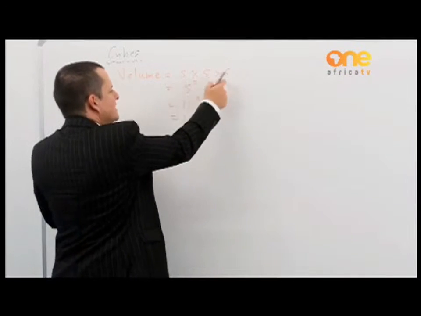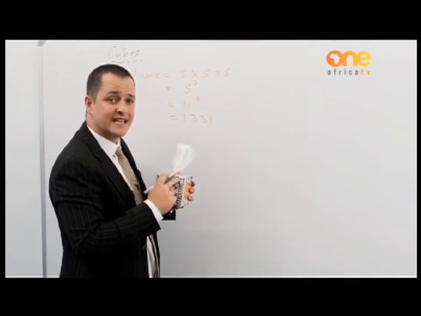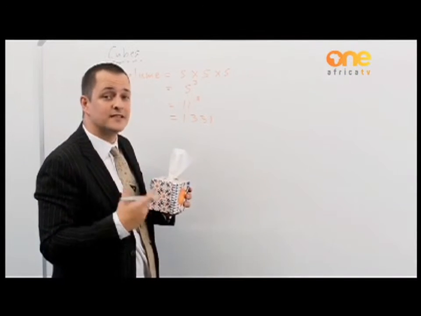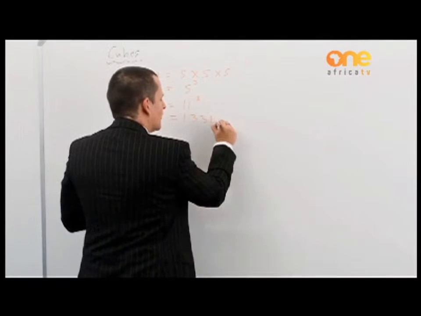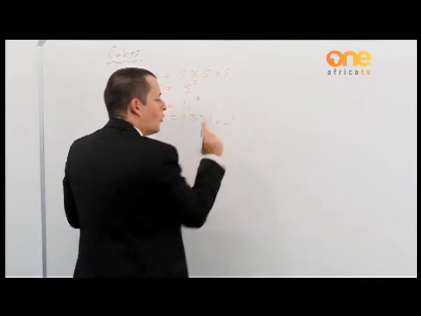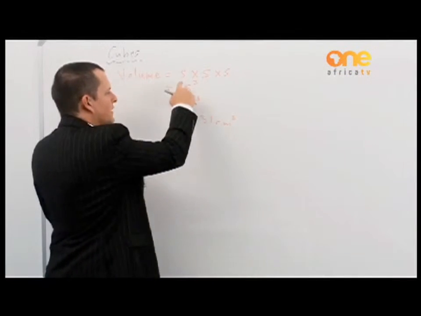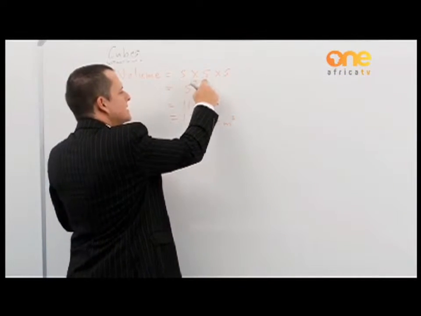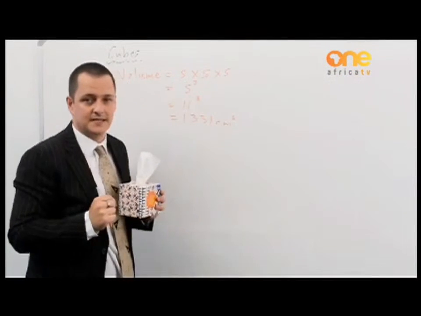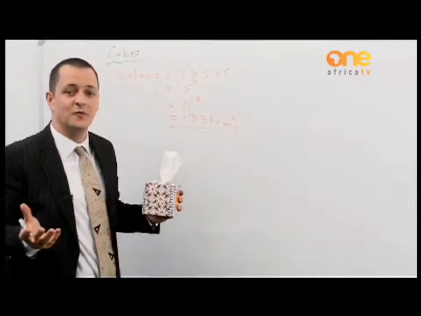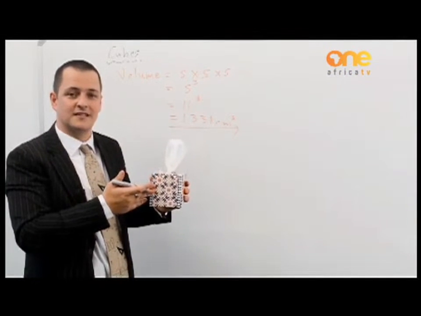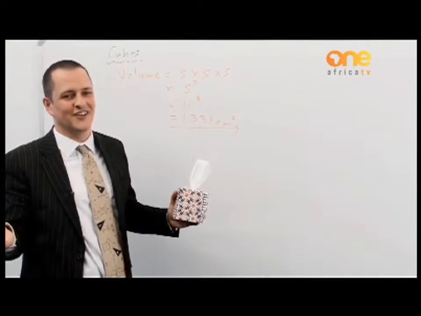Well, each one of these measurements, I said was 11, and I said what? It was 11 centimeters. So therefore, the unit must also be cubed, because you're multiplying centimeters by centimeters by centimeters. And therefore this would be the volume of this tissue box, and knowing this, we can't go wrong.